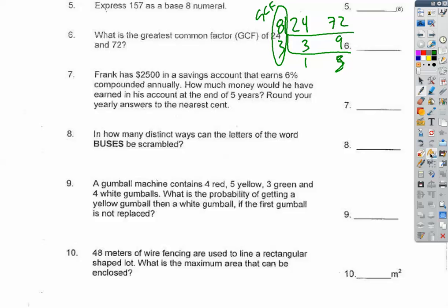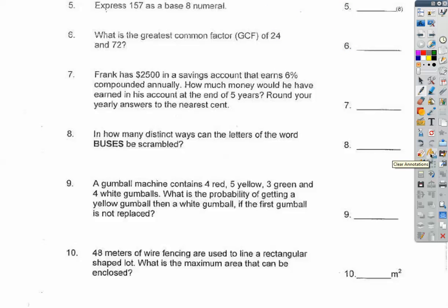Number 7. Frank has $2,500 in a savings account that earns 6% compounded annually. How much money would he have earned in his account at the end of 5 years? Round your yearly answer to the nearest cent. Now this is a true pain in the butt question. Skip it. This is the last question you should do. So essentially what you're going to do is you're going to do 2,500 times 1.06, multiply it.